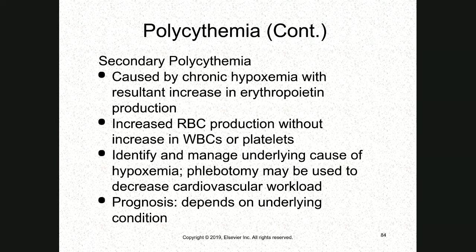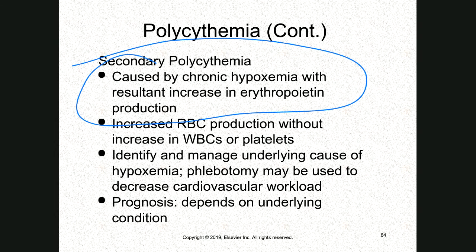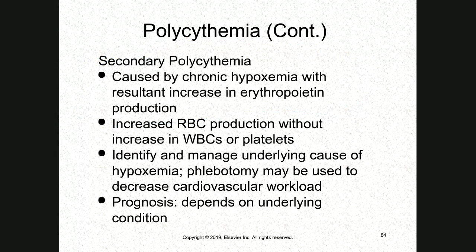The secondary polycythemia, very important indeed. Don't confuse this one with the previous one. That is another common mistake. Here it is very clear what happens: the increase of erythropoietin production will increase the production of red cells without the increase of the white blood cells or platelets. Identify and manage the underlying cause of hypoxemia. Phlebotomy may be used to decrease the cardiovascular workload, and the prognosis depends on the condition of that particular patient. But I need to ask you for this one, that's why I leave it over there again.